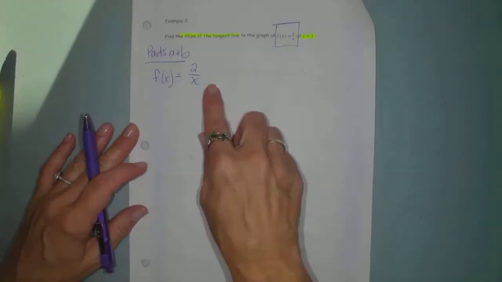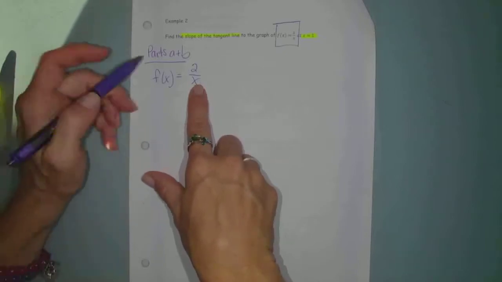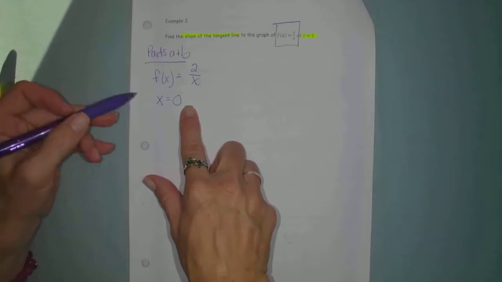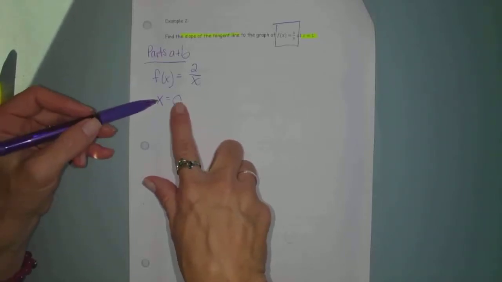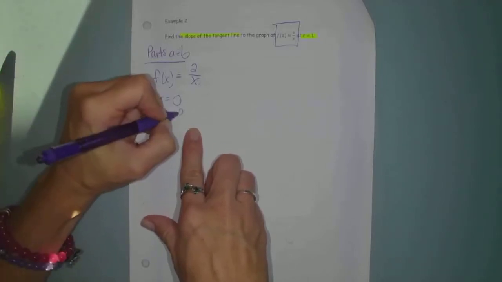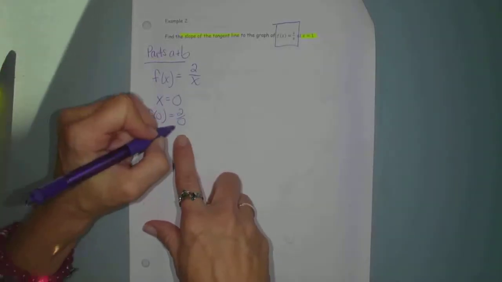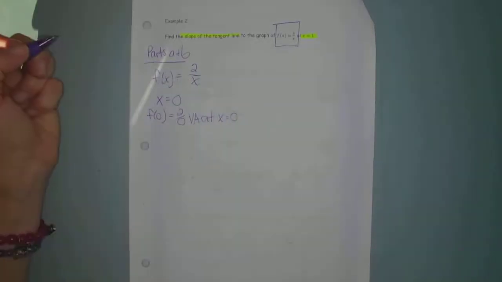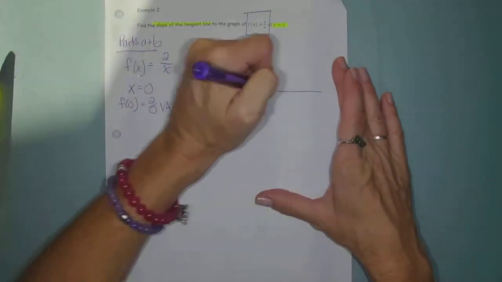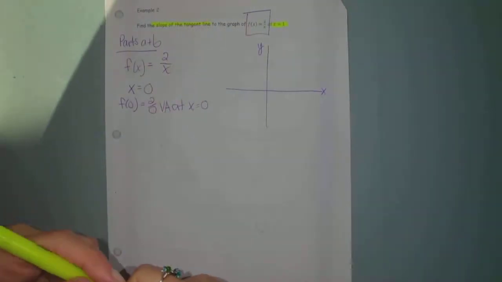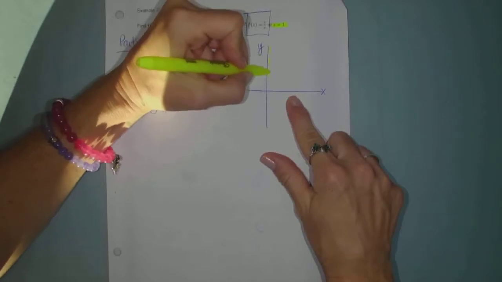So let's go ahead and take our rational function. Let's set the denominator equal to 0 to see if we have any discontinuities. We do. When you set the denominator equal to 0, you see that x equals 0. If I evaluate f of 0, I get 2 over 0, which shows me a vertical asymptote at x equals 0. So I know that right now, if I'm graphing this, I've got a vertical asymptote at x equals 0. So I'm just going to highlight that.